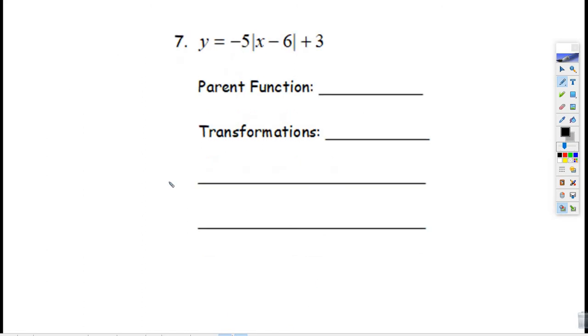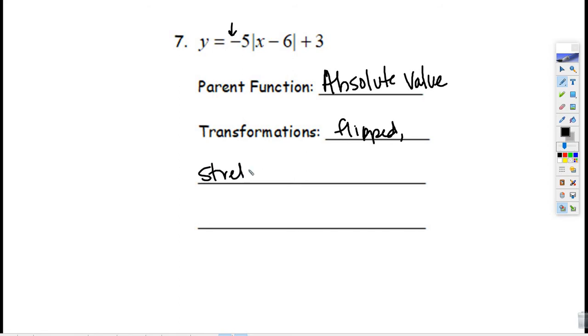Okay. Number 7, this is an absolute value. Okay, the negative out front tells me it's flipped. 5 is greater than 1, so this is a stretch by 5. Inside is opposite, so that would be right 6, and the 3 would be up 3.